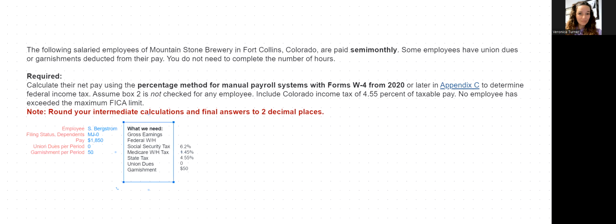So the first thing that we're going to try to calculate, since we have the givens, we're going to save those for last. What we're going to want to do first is go over this federal withholding. So we're going to open our book and go to Appendix C on page 497. That's where the percentage method tables for manual payroll systems with forms W-4 from 2020 or later is. That's the one that we're going to be wanting to work off of.